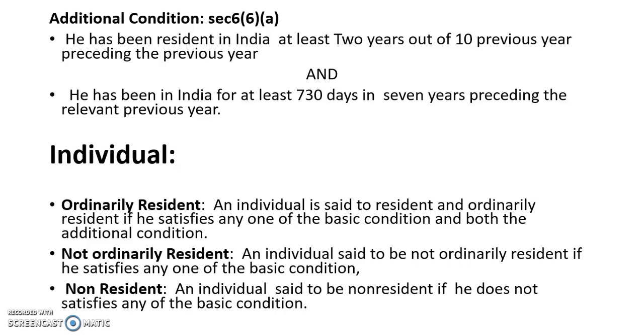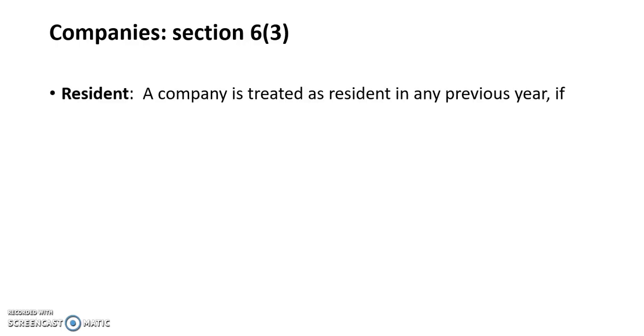So this is the status of an individual to know the tax liability of that individual or an assessee in the previous year. Next, you should know about the residential status of a company. There is also a status given for the company to know the tax liability or the tax payment in the previous year if there is any income earned by the company. It is given under section 6 subsection 3.